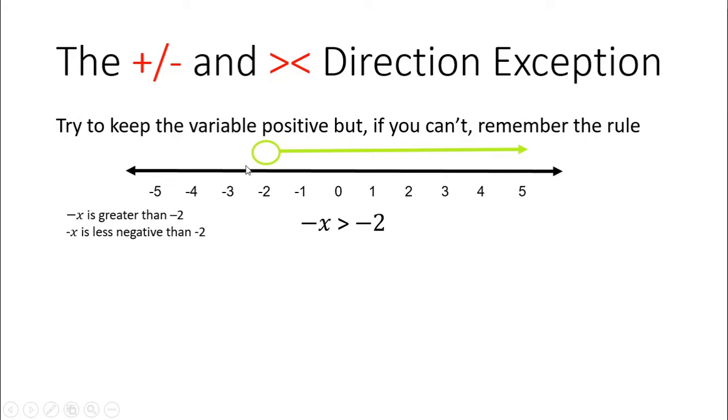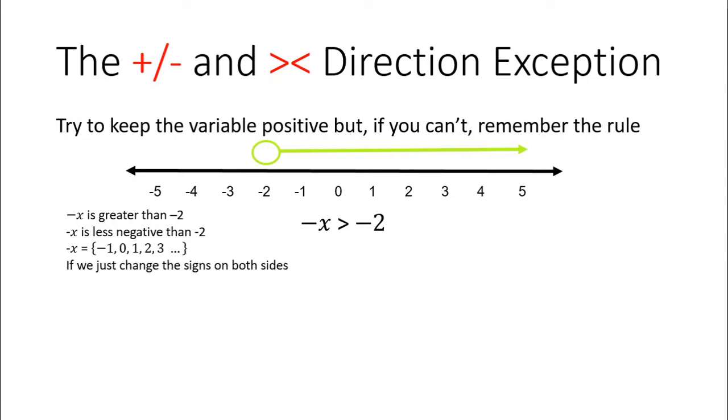I don't want anyone getting confused and thinking greater than negative 2 means negative 3, negative 4, negative 5. That's less than negative 2. So this is greater than negative 2. Well, if that's the case, negative x could have these values. It couldn't be negative 2 because it's not colored in, but it could be negative 1, 0, 1, 2, 3, and so on. All of these values are less negative than negative 2. That is, they're greater than negative 2.